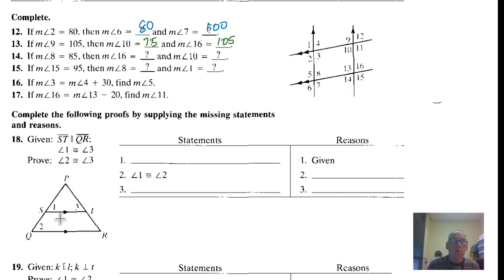Switch colors up. Measure of angle 8 is 85. So throw 85 in there. What's the measure of angle 16? Angle 16 is corresponding. So it's going to be 85. Angle 10. See what we can do. Angle 10 is an alternate interior angle with angle 16. So that means angle 10 is also going to be 85 degrees. Get rid of those. Go to the next one.